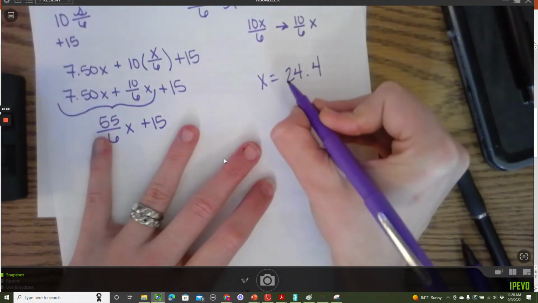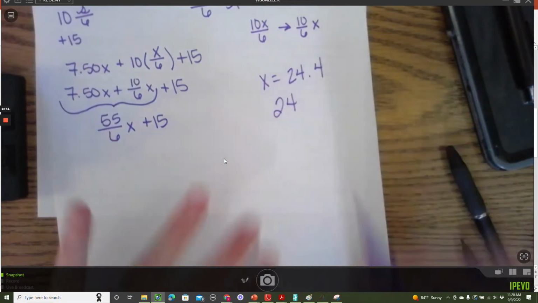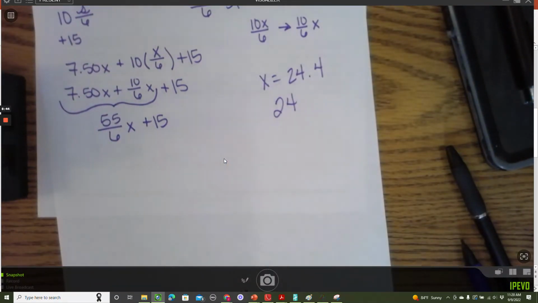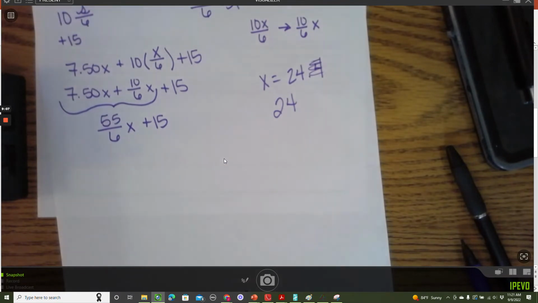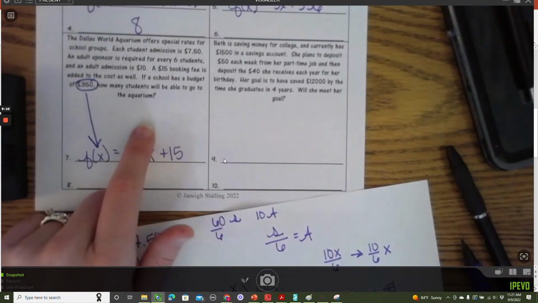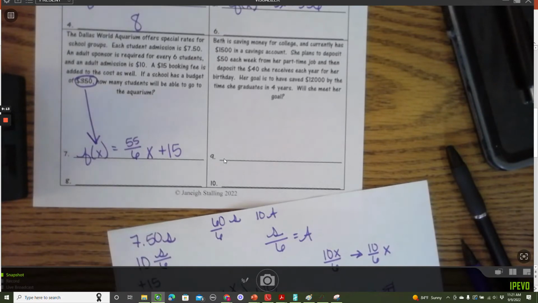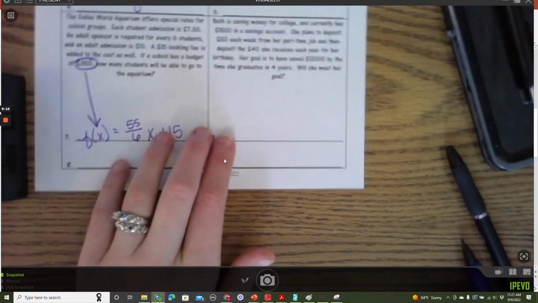24. It would be 24 because you can't have 0.4 students. And you don't have enough money to go up to 25. This is literally giving you the exact amount that you can bring. But there's no such thing as 0.4 student. So when you're talking about people, you usually just knock off the decimal. Okay? And you're going to do that one here. Whatever the decimal is, knock it off and just give me the whole number that's in front of it. No decimal on that one.